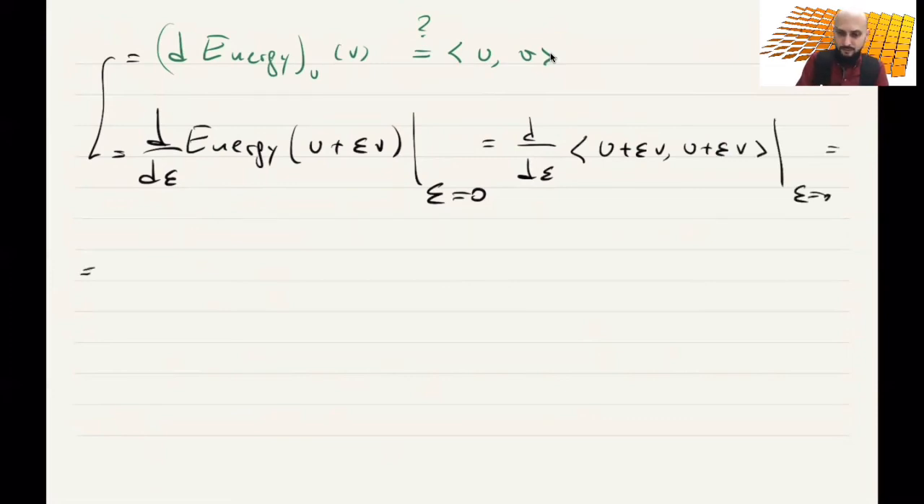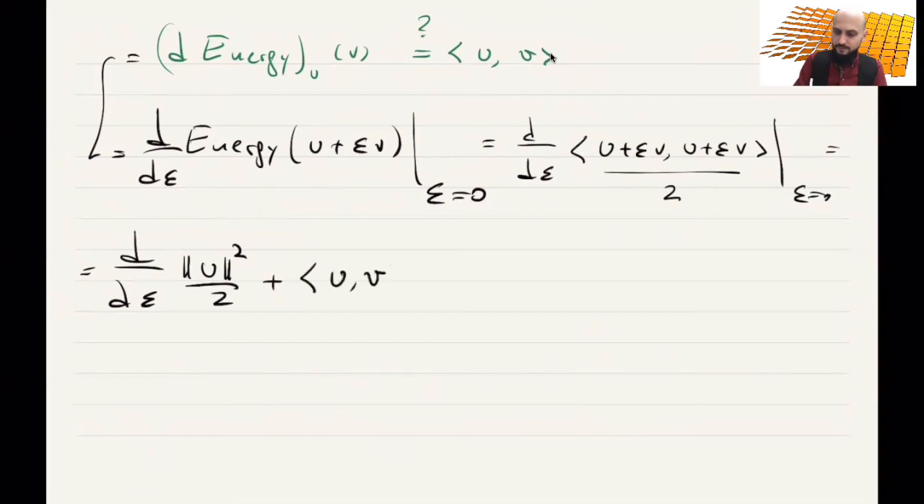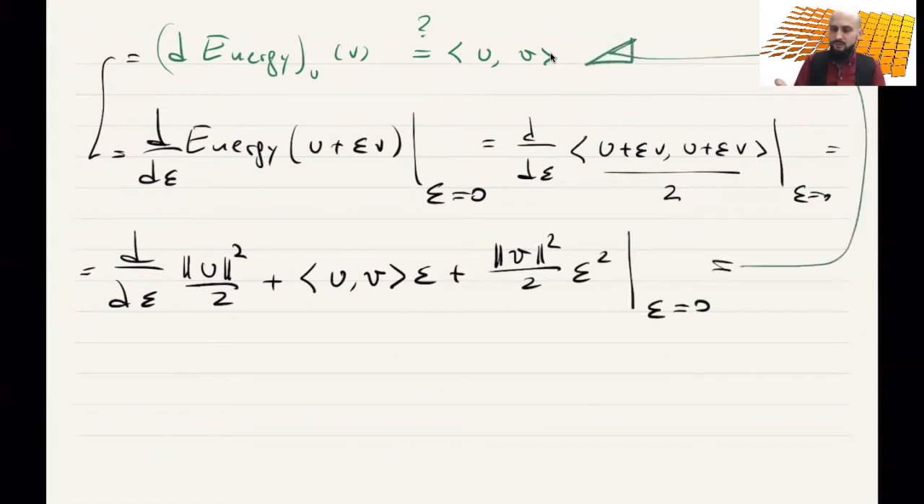And so this is the norm square of u, forgot that 1/2, divided by 2. Plus, then there is the double product, so it's the scalar product between u and v times epsilon, plus the norm of v squared divided by 2, epsilon squared. Okay, epsilon equal to 0, and of course the derivative at 0 is this function here. Okay, so we proved this fact. So this is the differential of the energy.